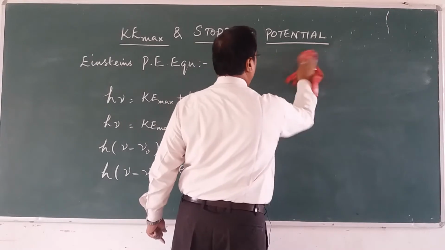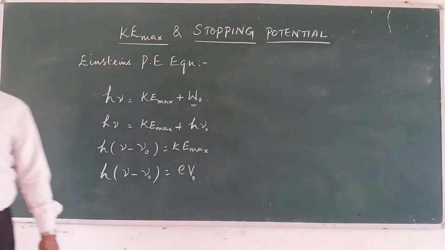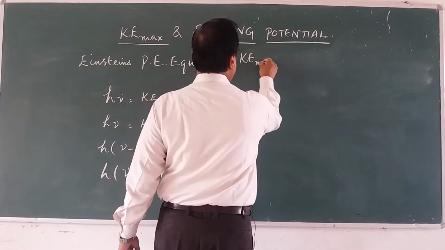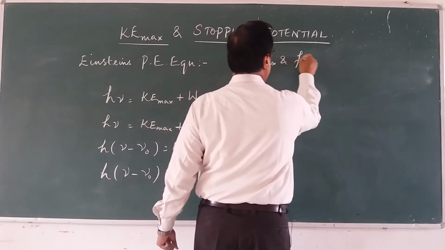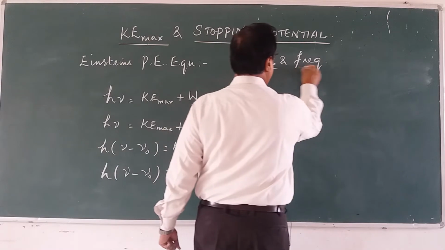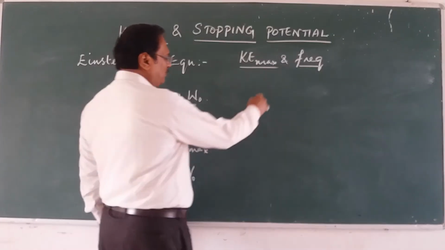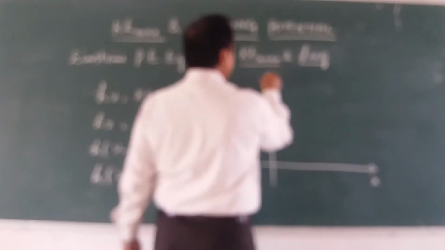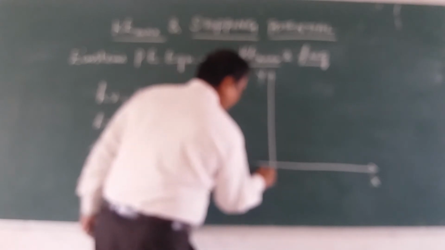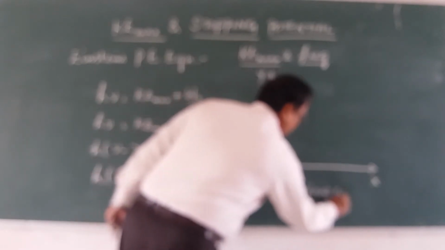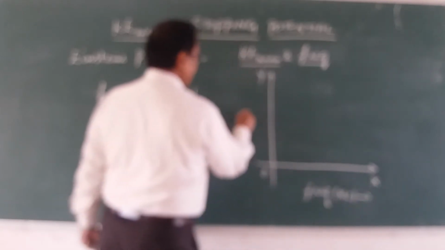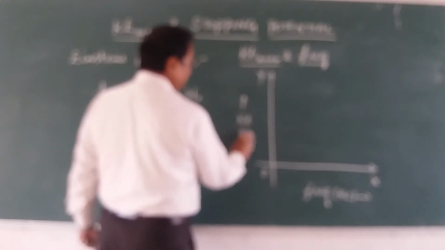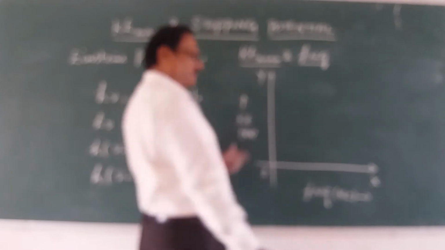Now what I am going to do in this discussion is draw a graph between kinetic energy maximum and frequency. This is the first graph I am going to draw. Let me take the x-axis and the y-axis. This is 0, and this represents frequency which is in hertz or per second, and this represents kinetic energy which is going to be in joule, or precisely we can say electron volt also you can take, no problem, whichever value you want to take.